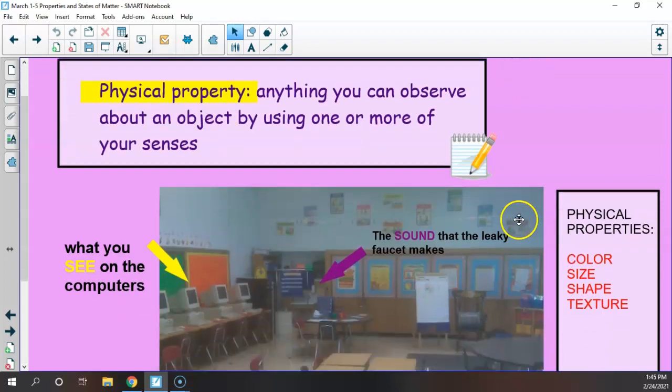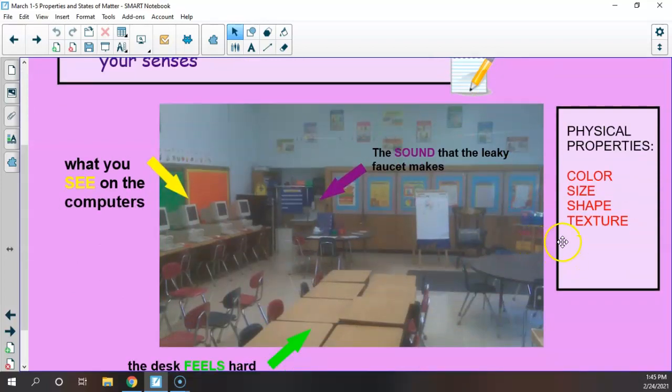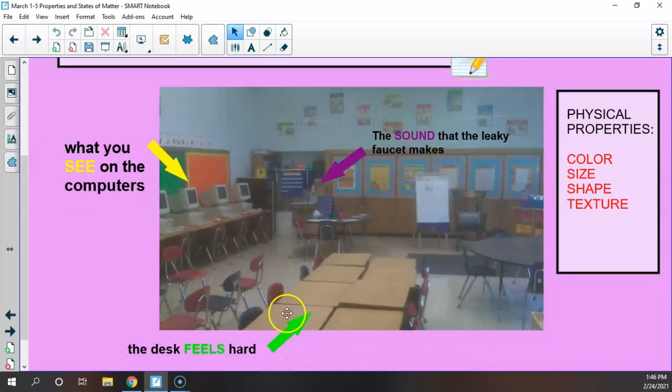So for example, if we're talking about using our senses, if we were looking at this classroom here, we might write down what we see on the computers. We might write down a sound that leaky faucet makes. We might write down how the desk feels. It feels hard. It might feel smooth. So physical properties are things like color, size, shape, and texture. Texture is just how it feels.